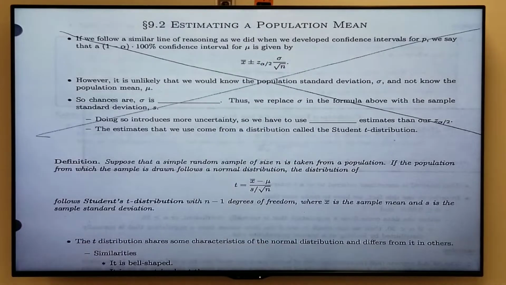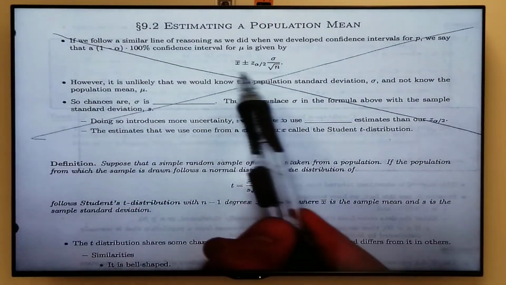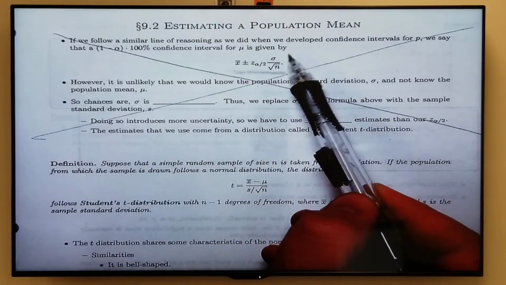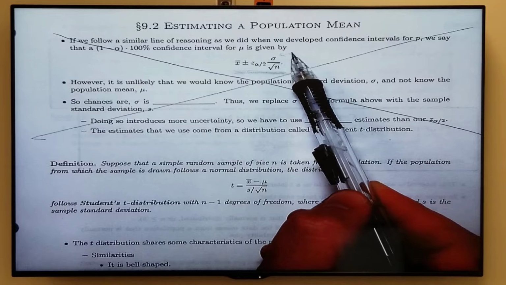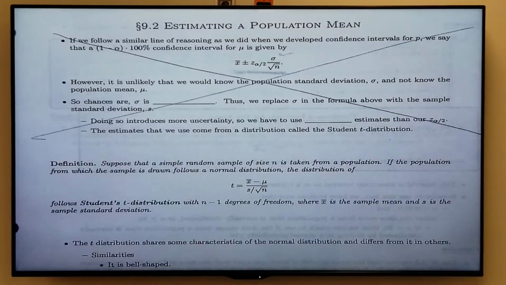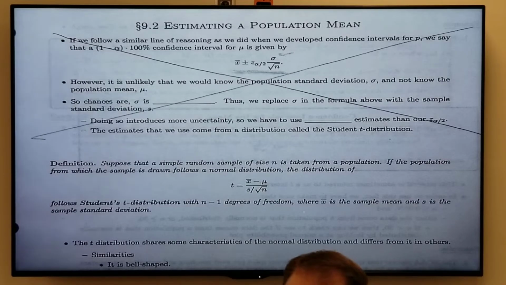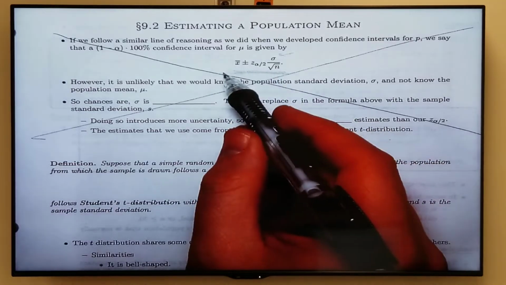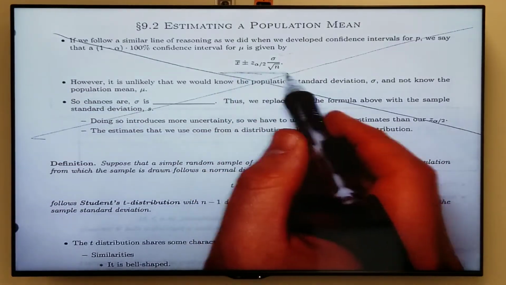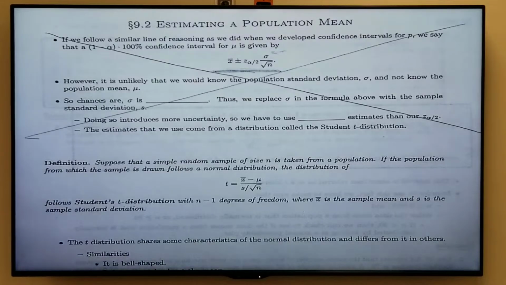Never, ever, ever. You would use this formula for estimating a population mean if you knew what the population standard deviation was. But you probably won't know it if you don't know the population mean, because in order to compute the population standard deviation, you have to know the population mean. So how would you have the population standard deviation without knowing the population mean? I cannot think of a scenario where you would ever be able to use this formula. So cross it out, forget about it.